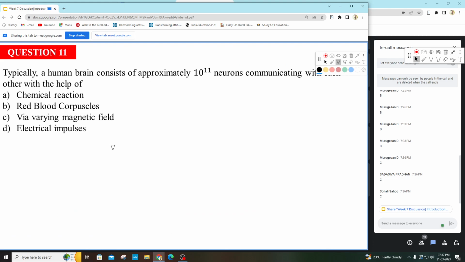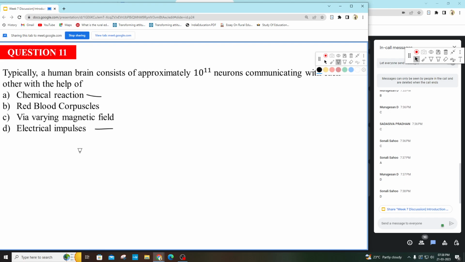So question number 11. Typically a human brain consists of 10 to 11 neurons communicating with each other with the help of: A, chemical reaction; B, red blood corpuscles; C, via varying magnetic field; and D, electrical impulses. So any guesses for this? I think electrical impulse. Yes. Any other guesses? Sonali is telling A. Okay, D is electrical impulse. Okay, Sonali is now telling D.